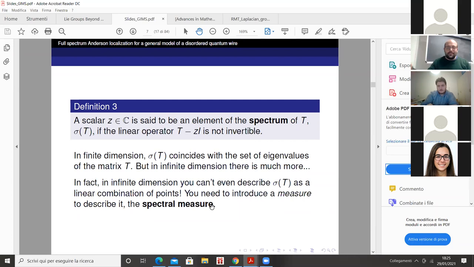You have an actual measure that might have a pure point part. So you might have some points that have positive mass, and those points will be literally eigenvalues, but you can also have some continuous part. You can have Cantor sets. You can have a lot of weird things.